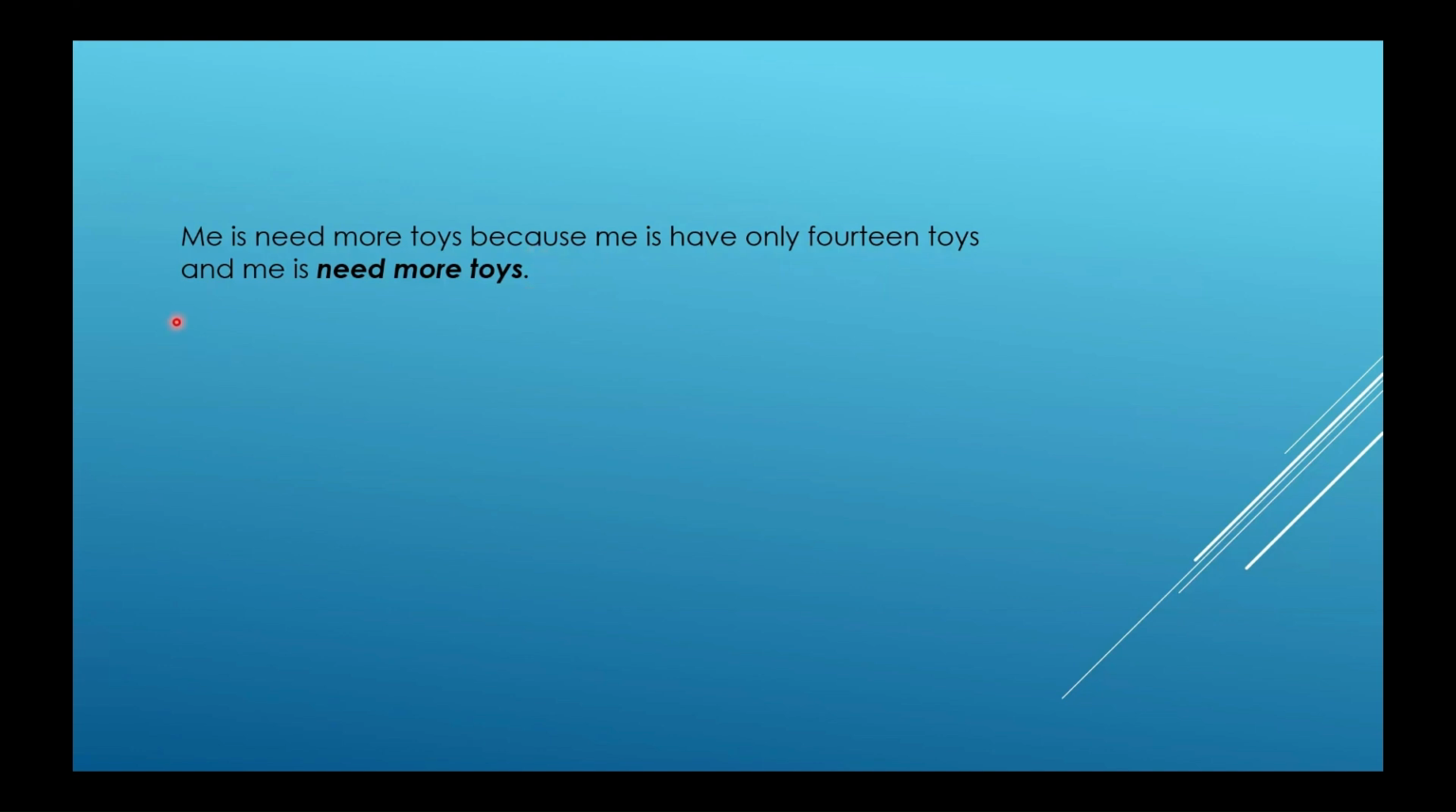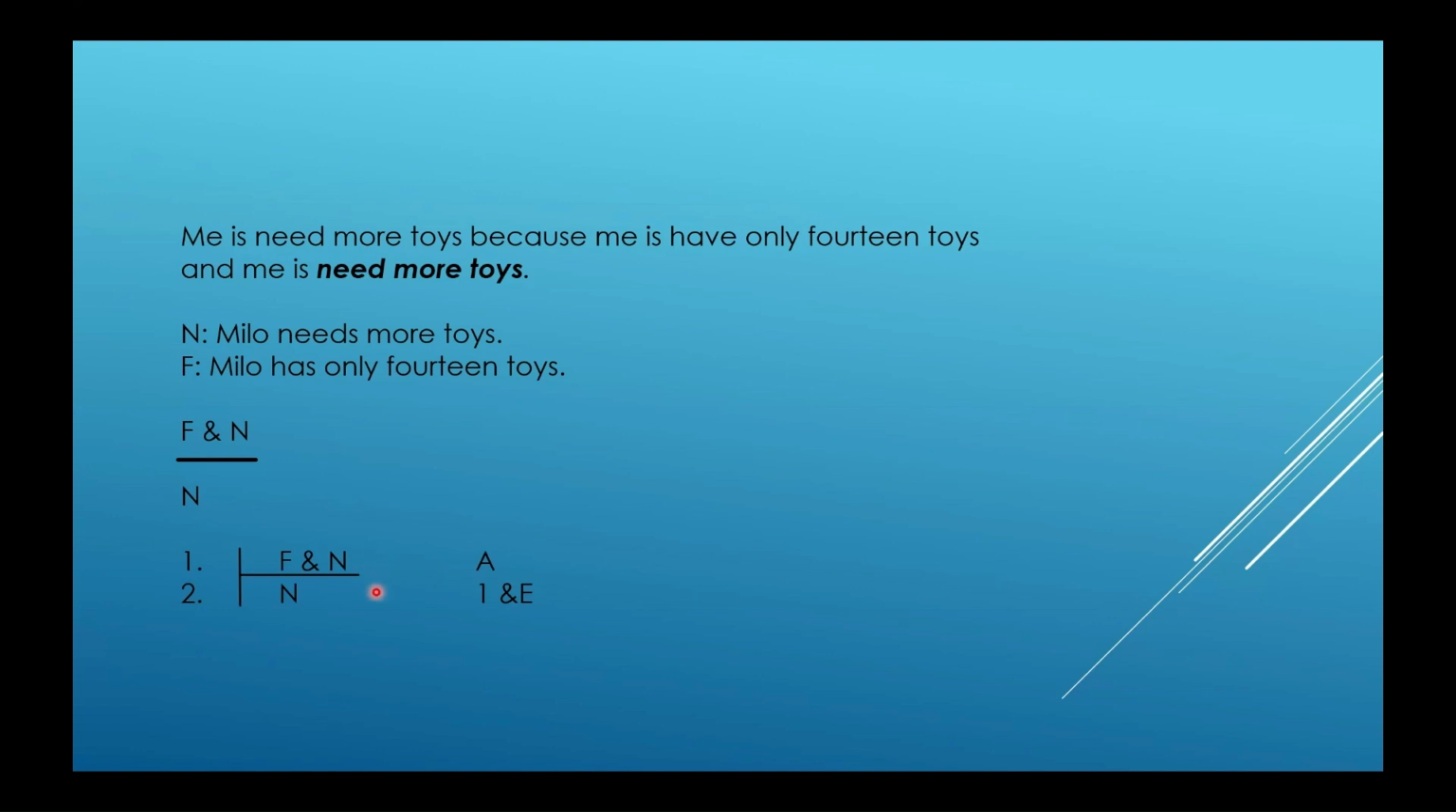Okay, so this argument you can reconstruct a couple of different ways, but here is one way of symbolizing it. You have F and N: Milo has only 14 toys. 14, incidentally, is the biggest number that he knew at the time. So he has only 14 toys and he needs more toys, therefore he needs more toys. And then the derivation goes as follows. You have F and N as your assumption, and then you have N by conjunction elimination.